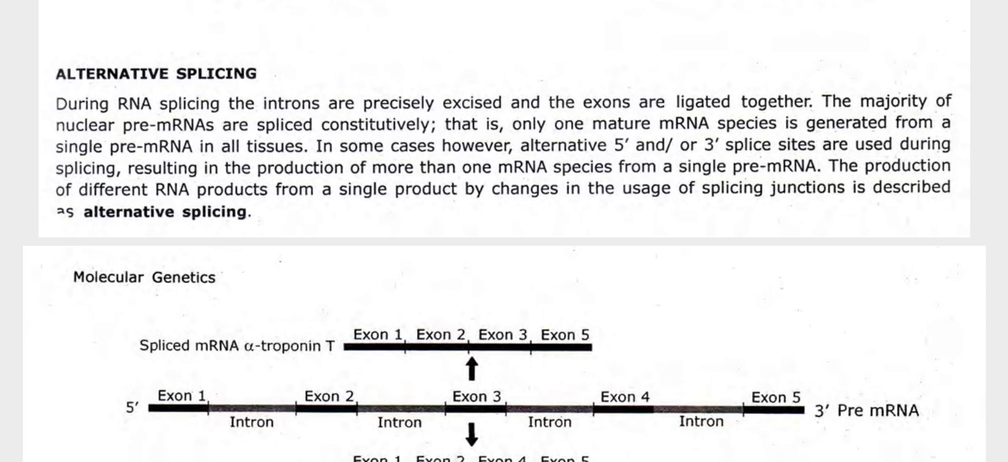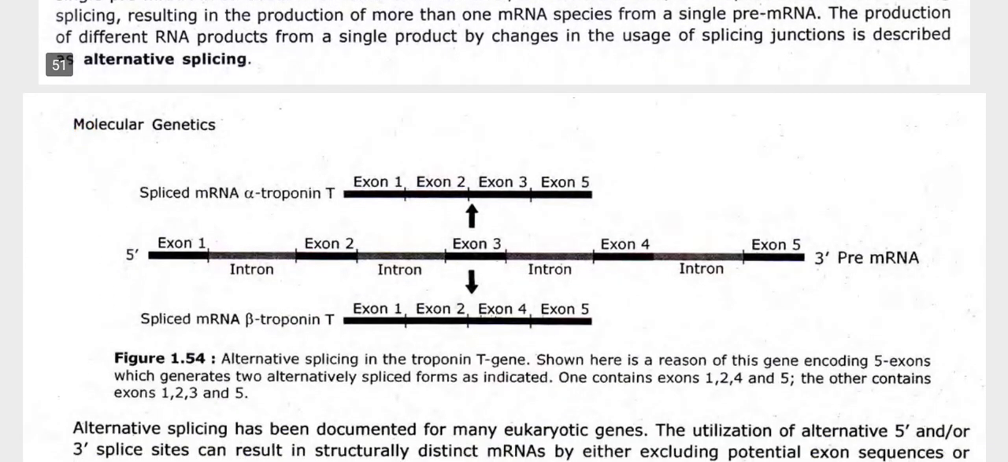During RNA splicing, the introns are precisely excised and the exons are ligated together. The majority of nuclear pre-mRNAs are spliced constitutively, that is, only one mature mRNA species is generated from a single pre-mRNA in all tissues. In some cases, however, alternate 5' and 3' splice sites are used during splicing, resulting in production of more than one mRNA species from a single pre-mRNA. The production of different RNA products from a single pre-mRNA by changes in the usual usage of splice junctions is described as alternative splicing.